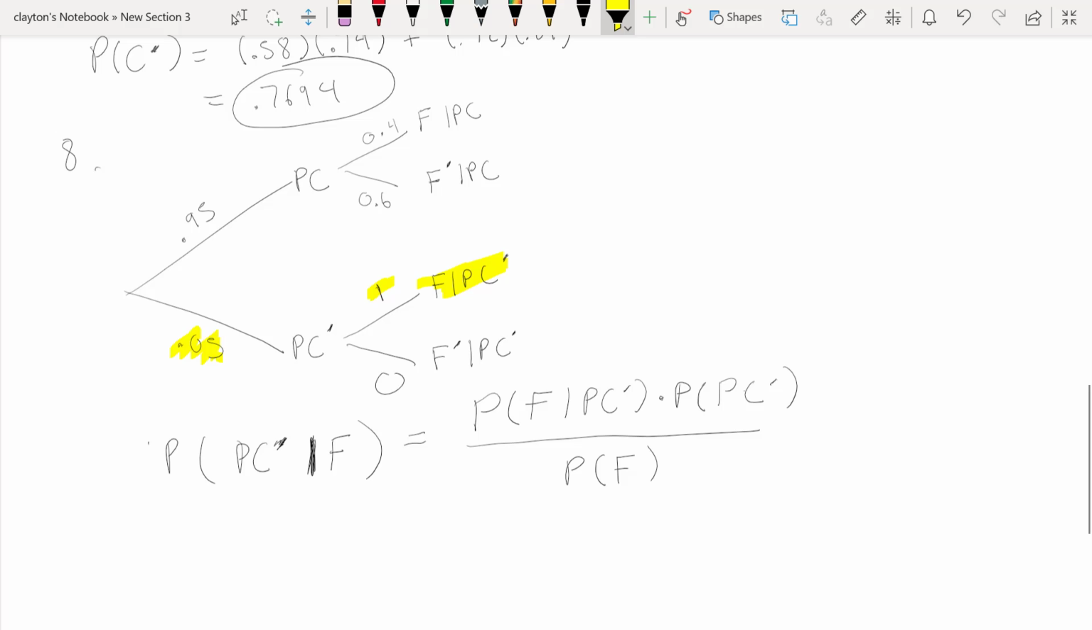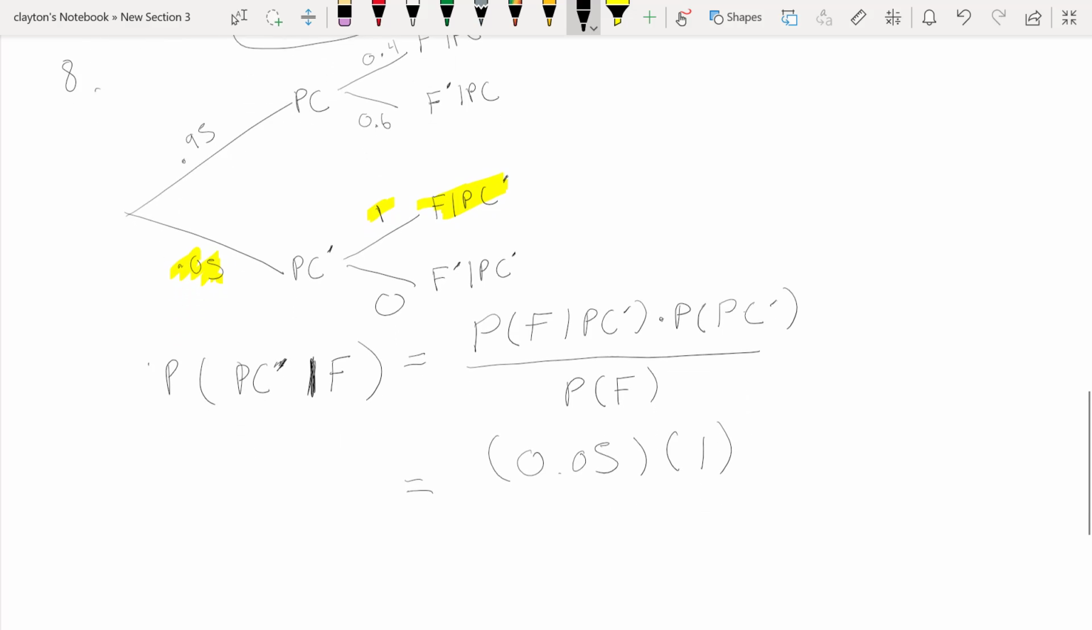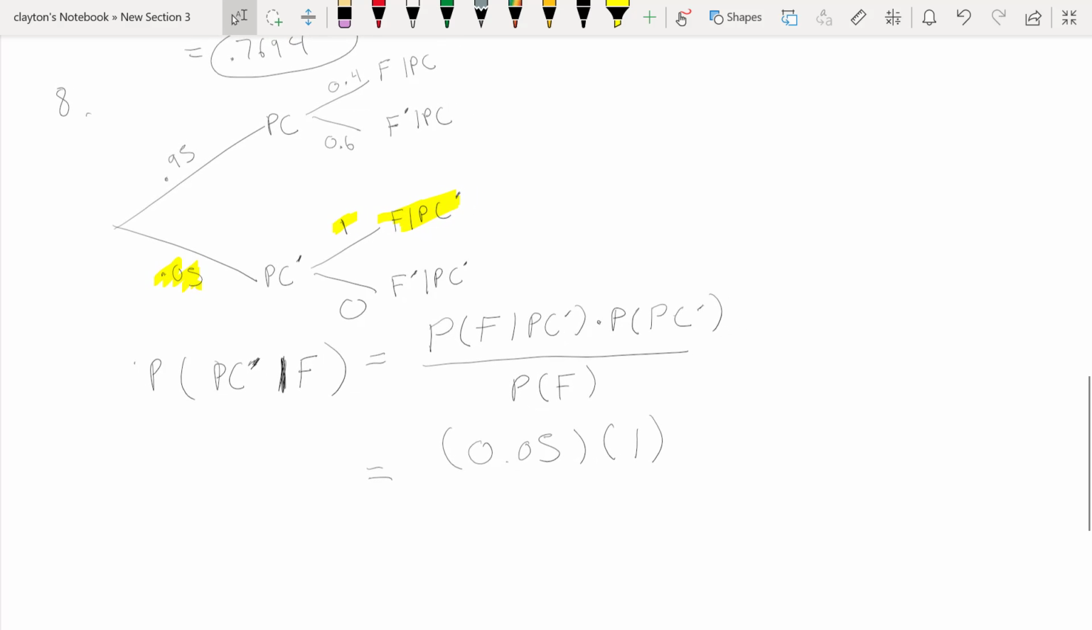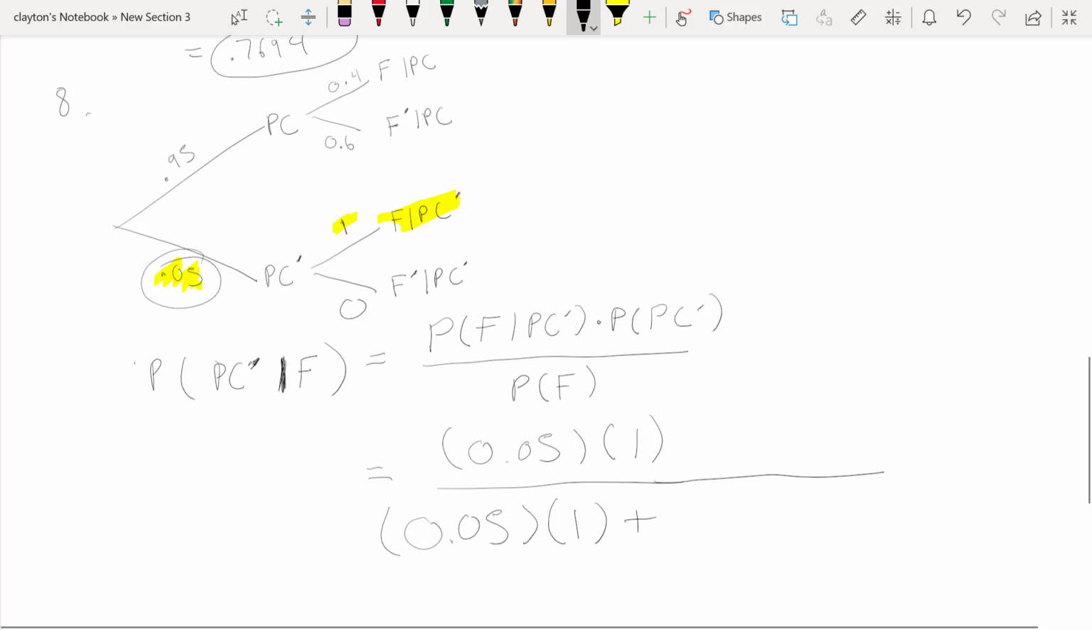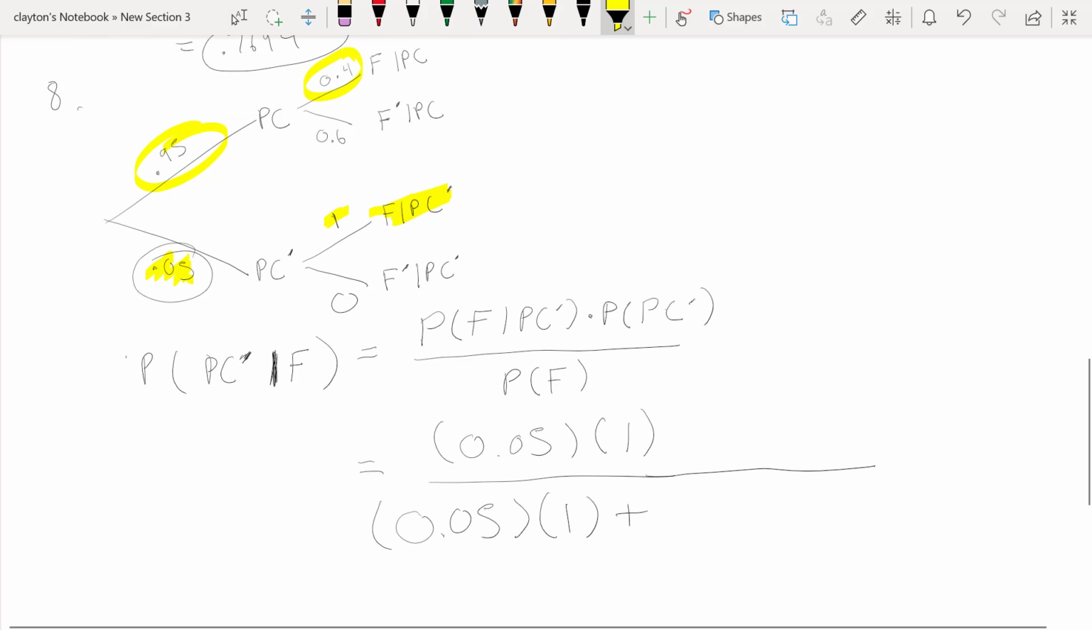Failed 100% of the time, no physics career. And so that is our numerator. That is 0.05 times 1. And now we want to see that as a proportion of all the people that failed. So we're going to find all the people that failed. Well, the people that failed again are going to be this subsection, so we'll just write them again, the people that failed from the non-physics careers. But we also need to add up the people that failed in the physics careers as well. And those people are over here, 0.95 times 0.4.